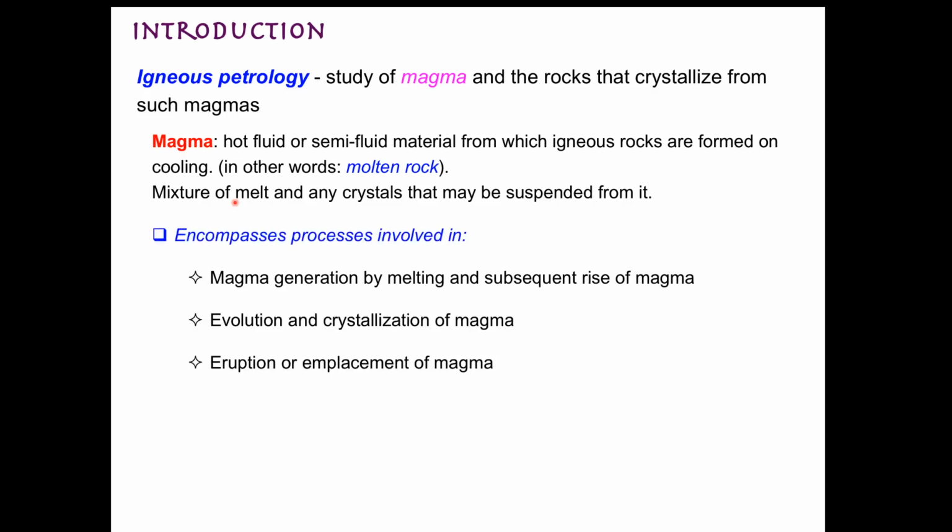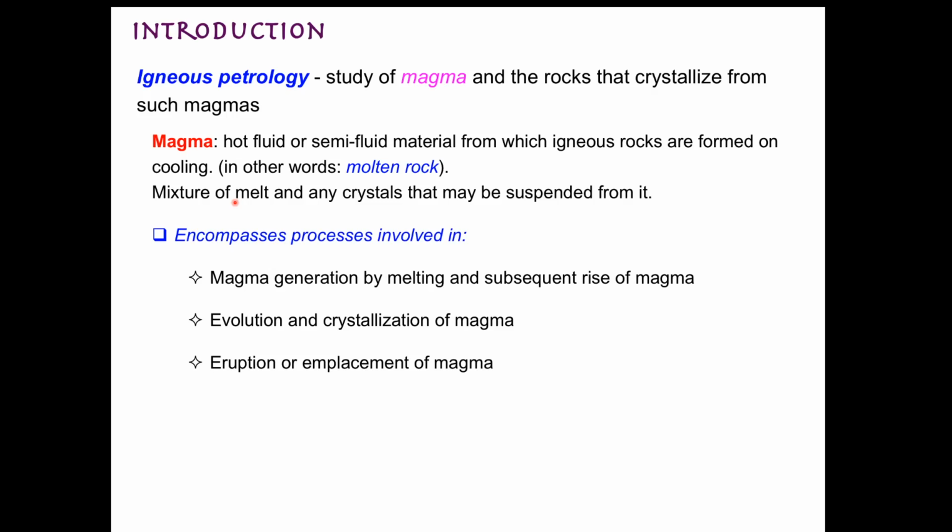Now the study of igneous petrology encompasses these broad aspects. Number one is the magma generation by melting and the subsequent rise of the magma. We will study that the magma has to be produced; it is not stored in some part of the earth. If it has to be generated, then something has to melt to generate the magma, and it subsequently rises from the region where it is produced.